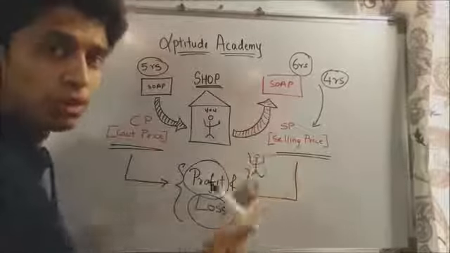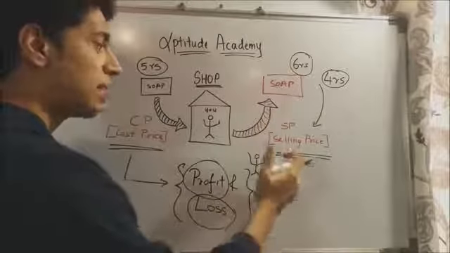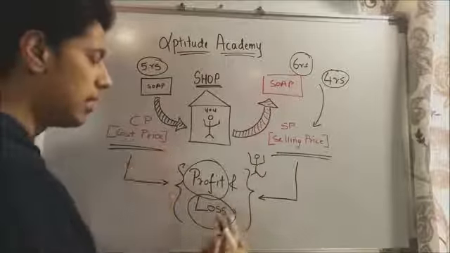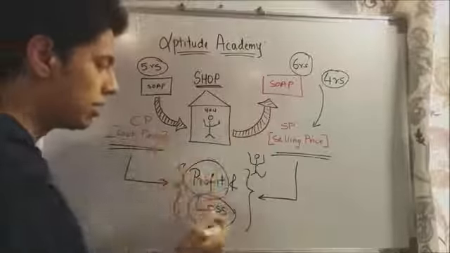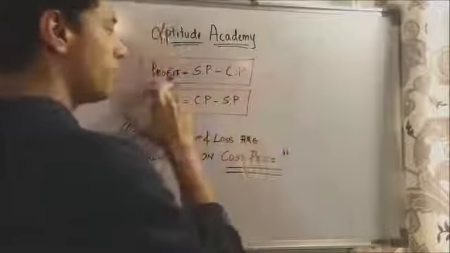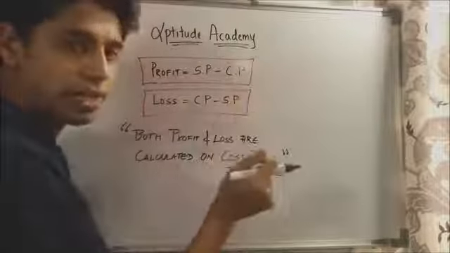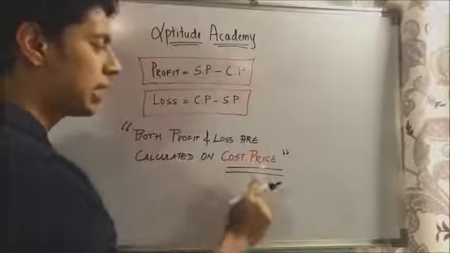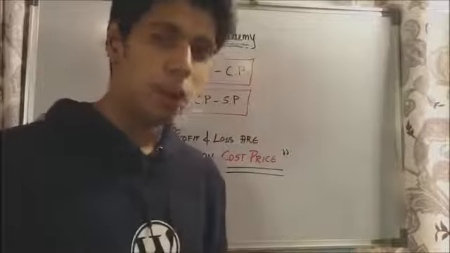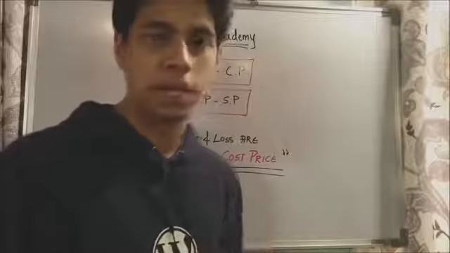If your selling price is more, then it will be a profit, right? 6 rupees is more than 5 rupees. If your selling price is lesser than your cost price, then you have a loss. So if selling price is more, it's a profit. If cost price is more, it's a loss. So profit will be selling price minus cost price and loss will be cost price minus selling price, right? Now you must have heard that both profit and loss are always calculated on the cost price. Sometimes we memorize this and then we go into the exam and then we forget on what to calculate it.